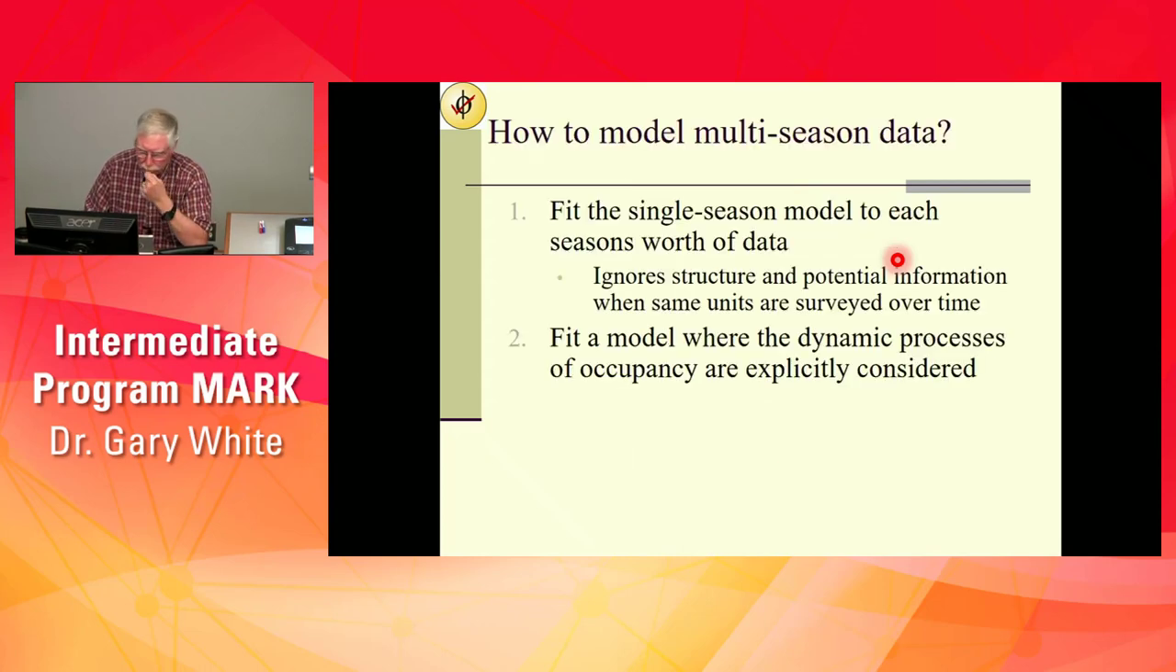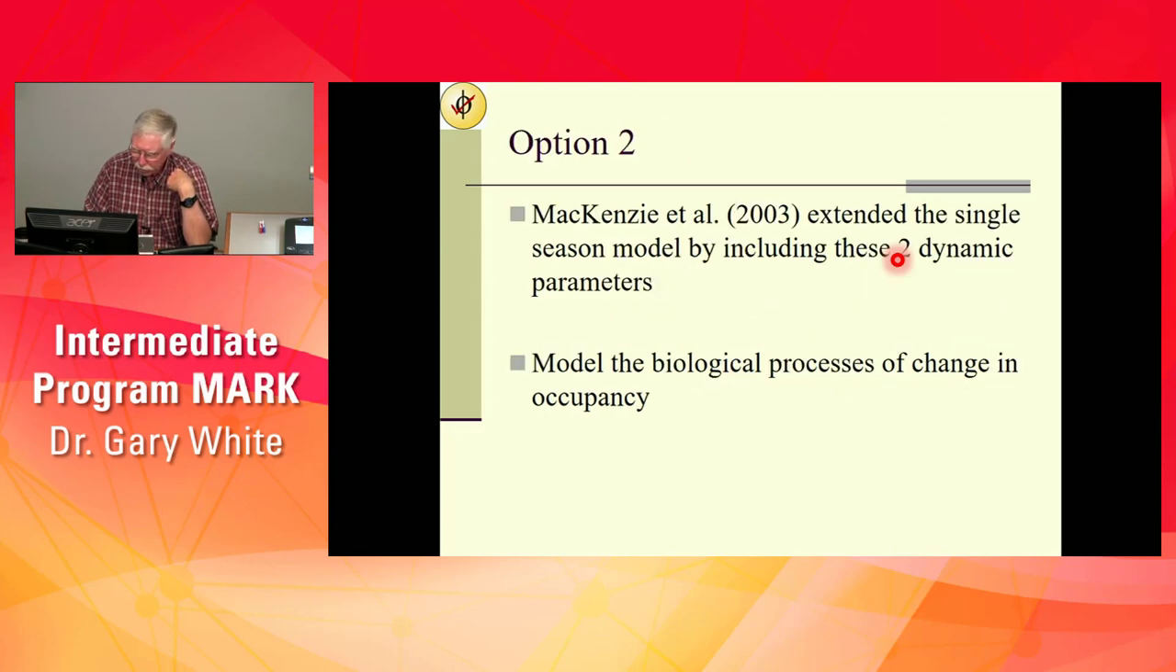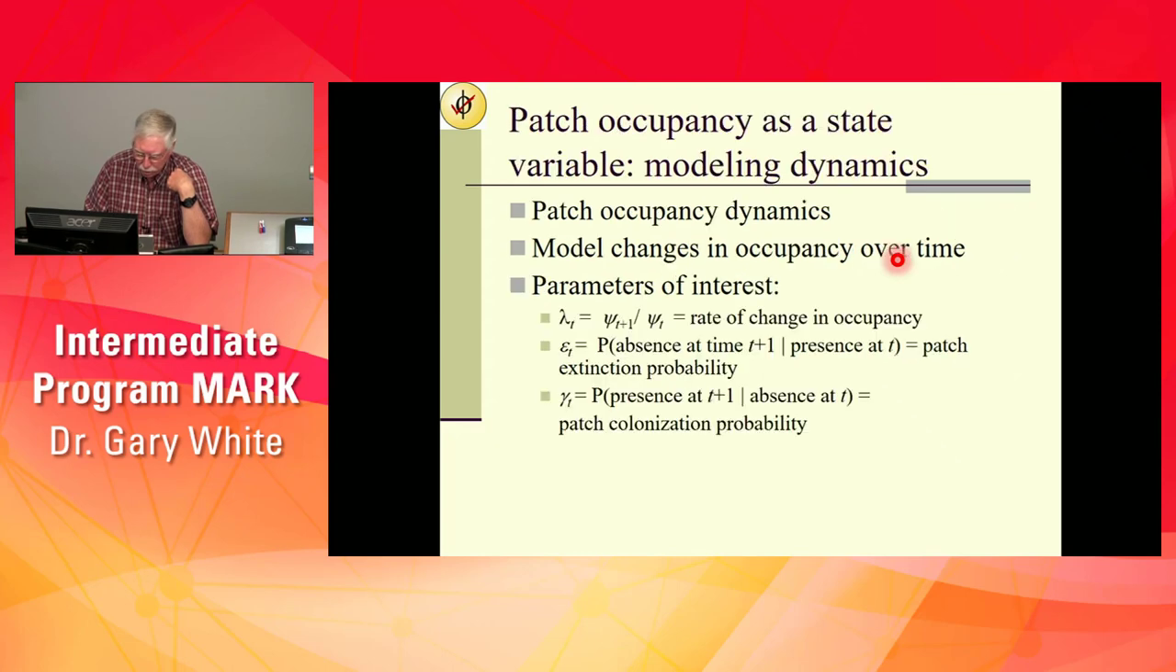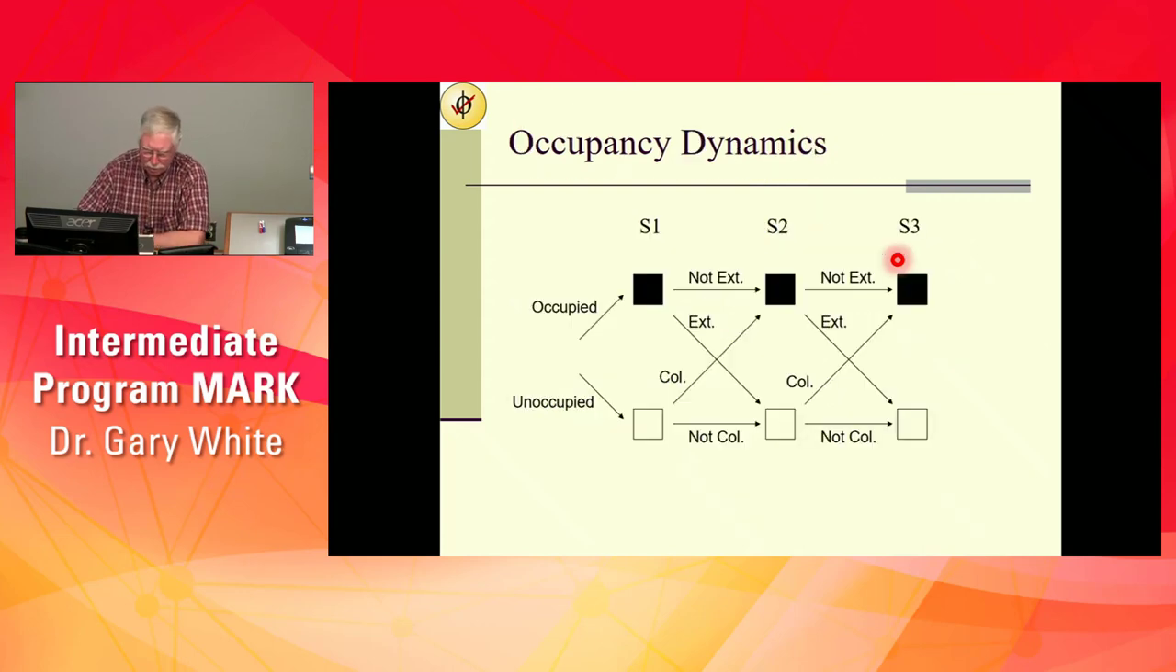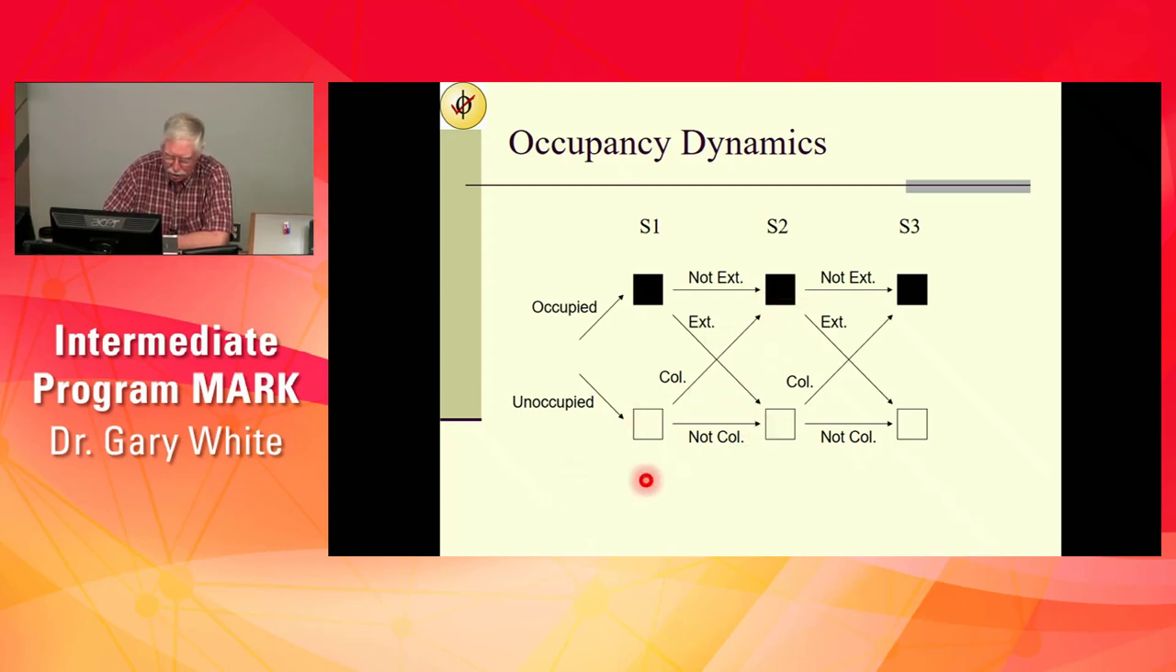So how do we model this multi-season data? What I'm going to show you is this dynamic model. Let's go right to the core here. We've got this plot, and it's occupied or not occupied, and it jumps back and forth. With colonization, you go up; with extinction, you come down. If you're not colonized, you remain not colonized. And if you're occupied and you don't go extinct, you remain occupied, okay?